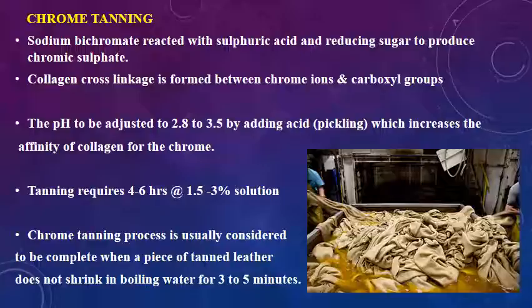So due to this very low pH, the proteins in collagen will have more exposure of the carboxylic groups, and those carboxylic groups with chrome ion form the cross bridge, and that is in numerous number, and then this hide gets converted to leather. So in this case, tanning requires 4 to 6 hours only. That is very fast, whereas in case of vegetable tanning it may take 2 or 3 weeks. And here the tanning solution, that is the chrome solution, should be around 1.5 to 3% concentration.